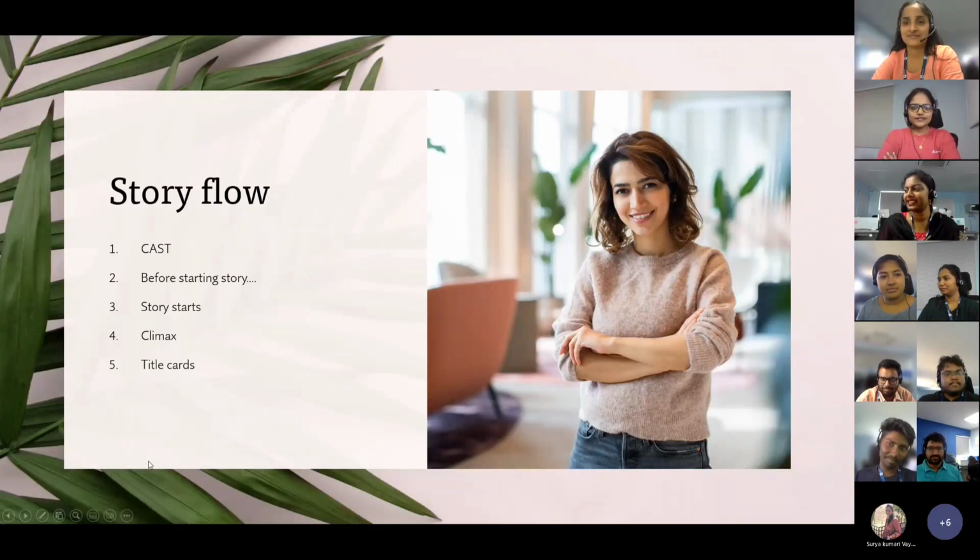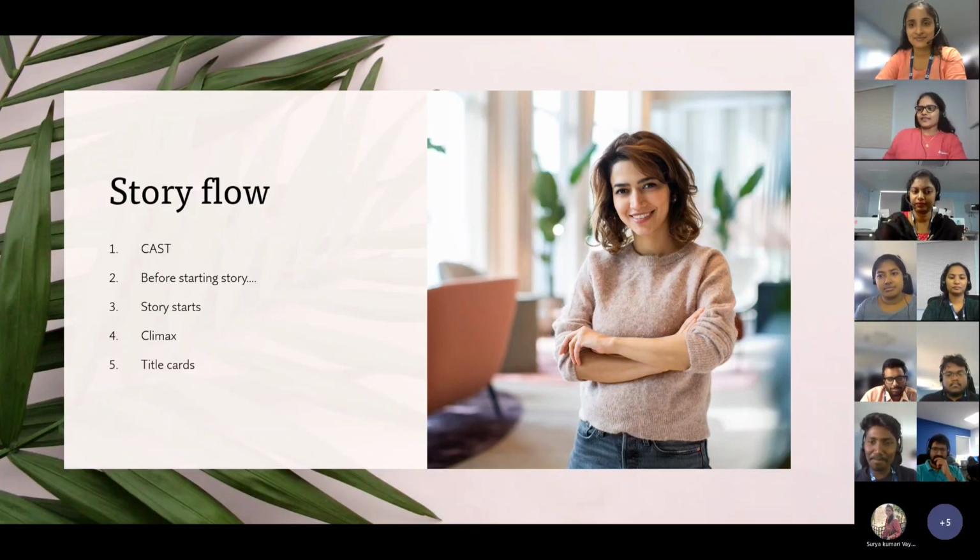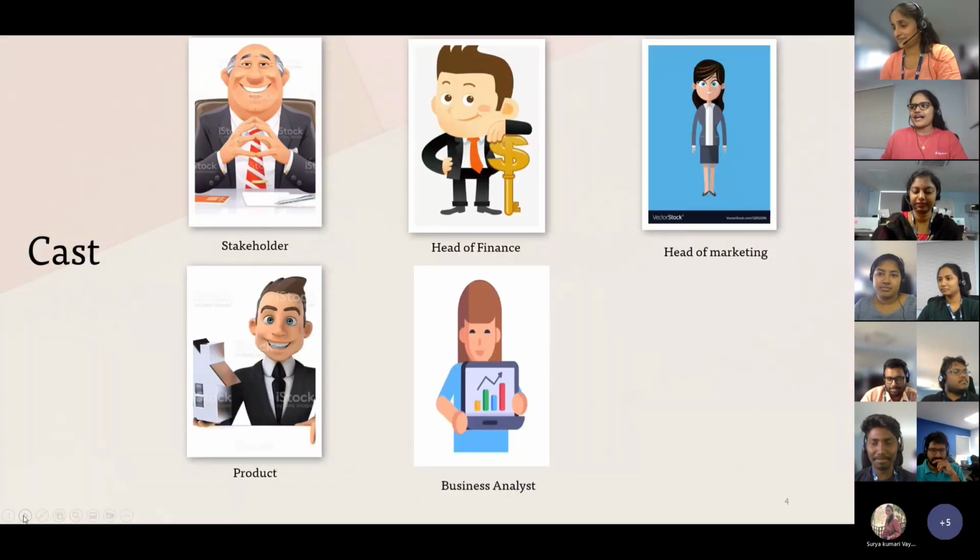Can anyone read out my story flow? The story flow: cast is the first point, the second is before starting the story, and the third is the story starts, and then it's the climax, and lastly it's the title cards. I hope you got the picture of what we are going to do in the next 1 hour.